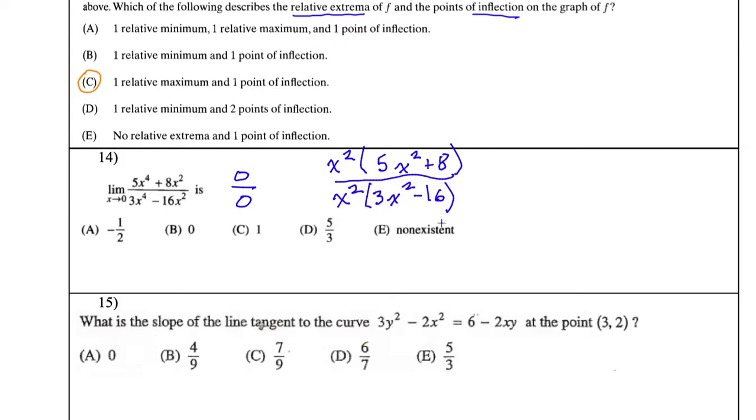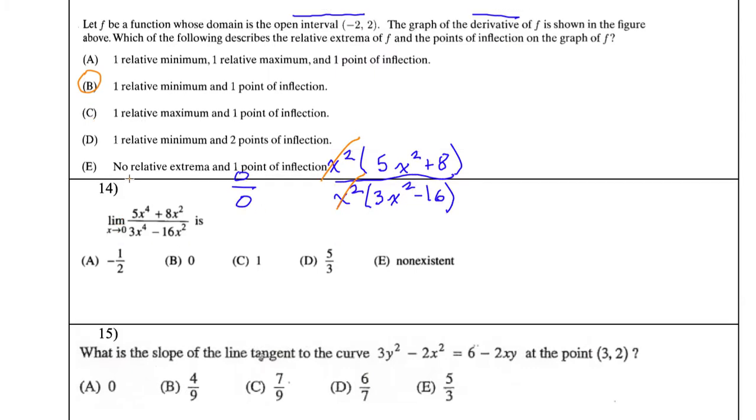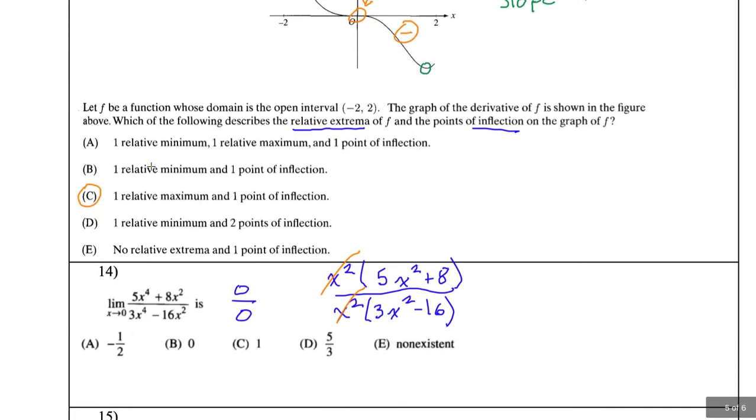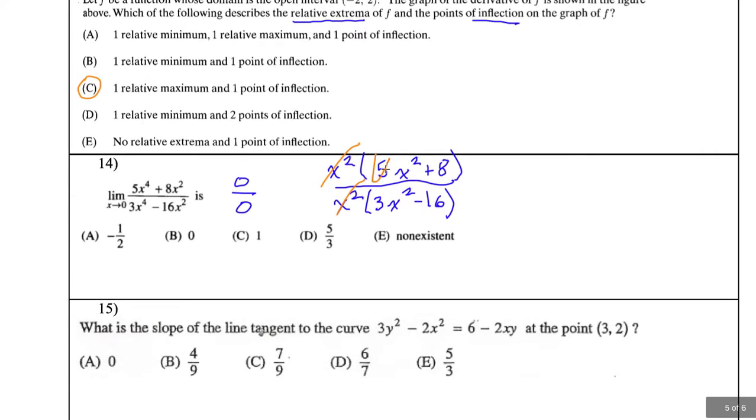So I factored. Next step is to cancel. Chunk, chunk. Next step is to plug in that 0. That was your original step, I guess it's step 0. So I plug in 0. That means this goes to 0. So this right here goes to 0. This right here goes to 0. And I'm left with 8 over negative 16, which reduces to negative 1/2.